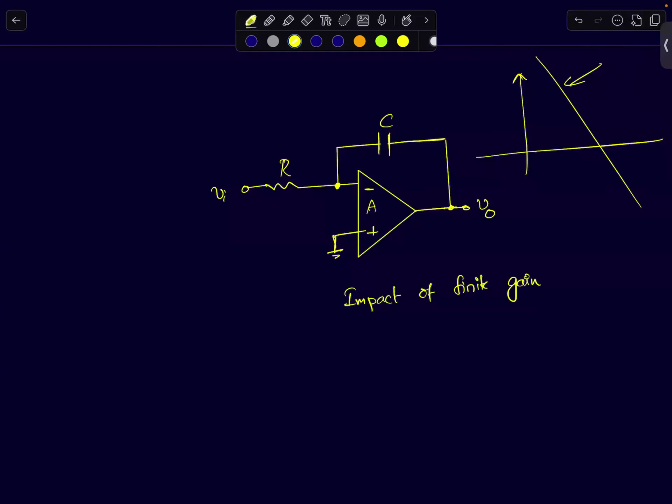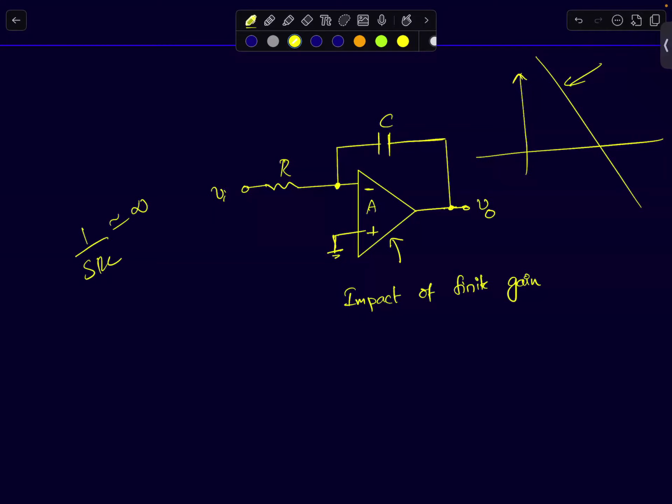Okay. Can you guys quickly try? Can you tell me what will be the DC gain for this circuitry? See, ideally for an integrator it is 1 by SRC, so DC gain was infinity. For this circuitry, what do you think will be the DC gain, assuming the op-amp's gain is finite?